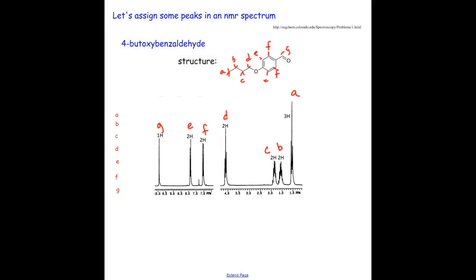Then I did E and F because benzene rings tend to show between 7 and 8. If you see parts per million between 7 and 8, it's almost always a benzene ring. And I said E was the one with the higher ppm because it was closer to the electronegative oxygen. So that gave me E and F. D I assigned because that's attached to the ether function. And then C and B should be very close to each other, but I said C was slightly higher because it's slightly closer to the electronegative oxygen.